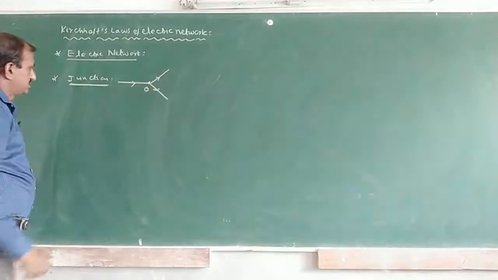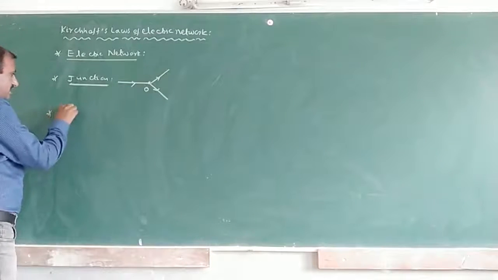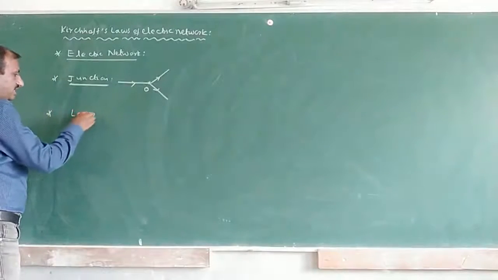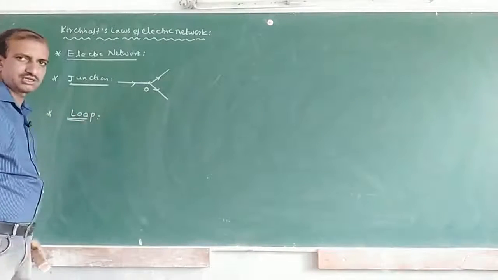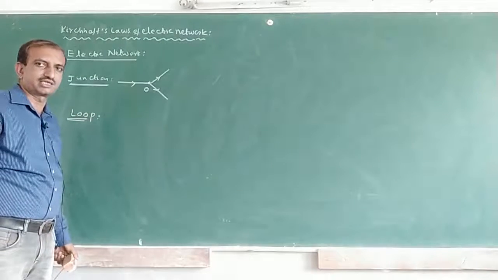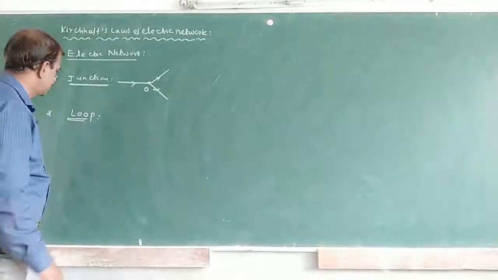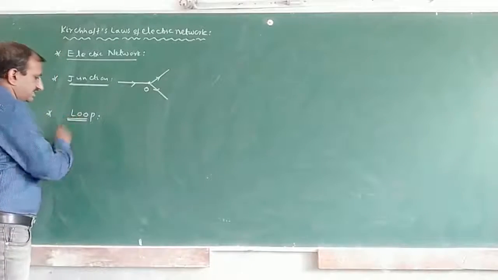Next term, the loop of an electric network. A loop is a closed path for the flow of current in an electric network. This closed path is called a loop of an electric network.